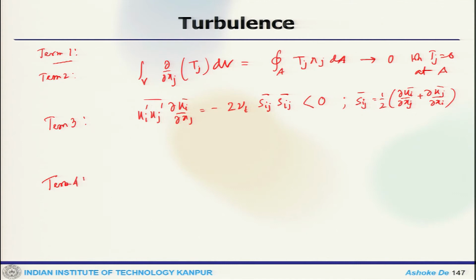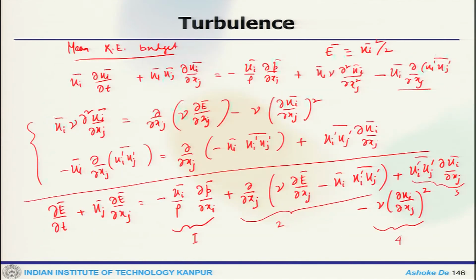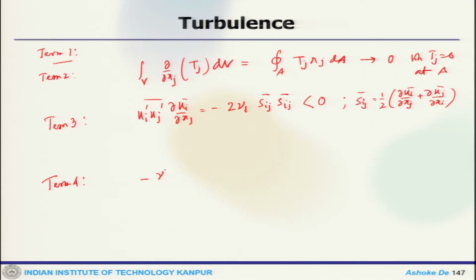And term 4, which is again loss of energy by viscous dissipation. So, one can estimate that one by minus 2 nu Sij Sij. So, these are the different terms in that kinetic energy equation.